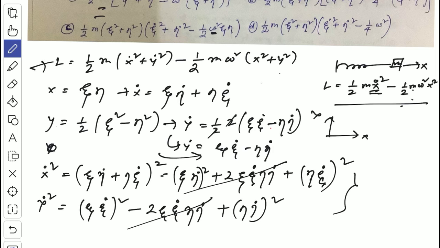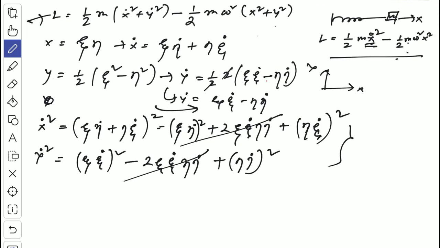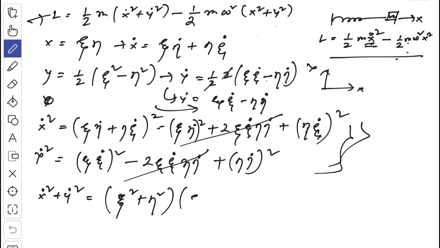Then you will get x dot square plus y dot square is equal to, after simplification, xi square plus eta square into xi dot square plus eta dot square. So you will get this after simplification.